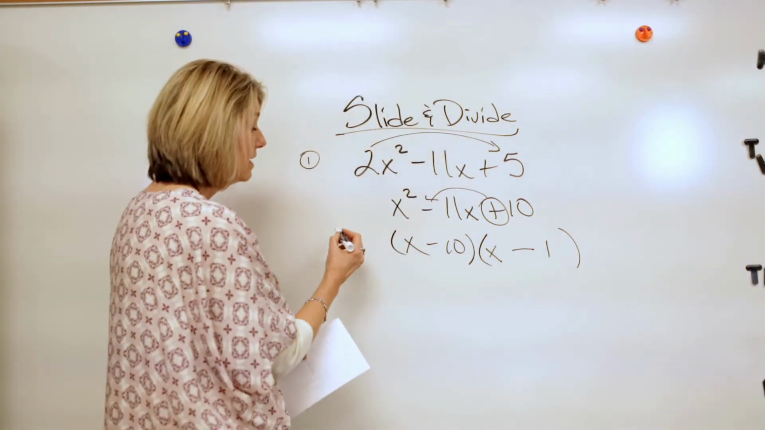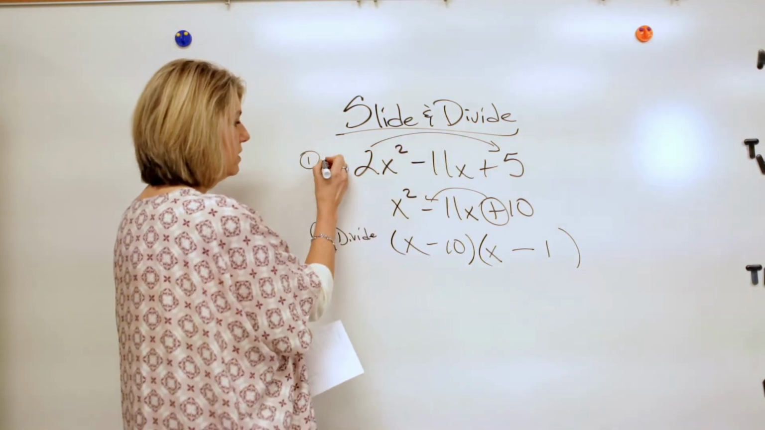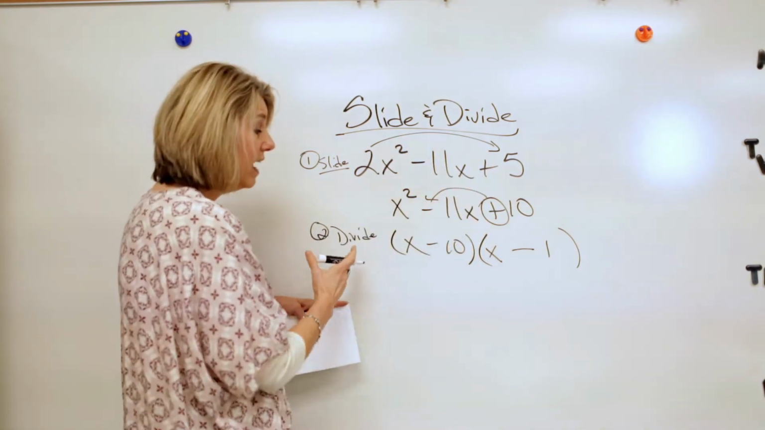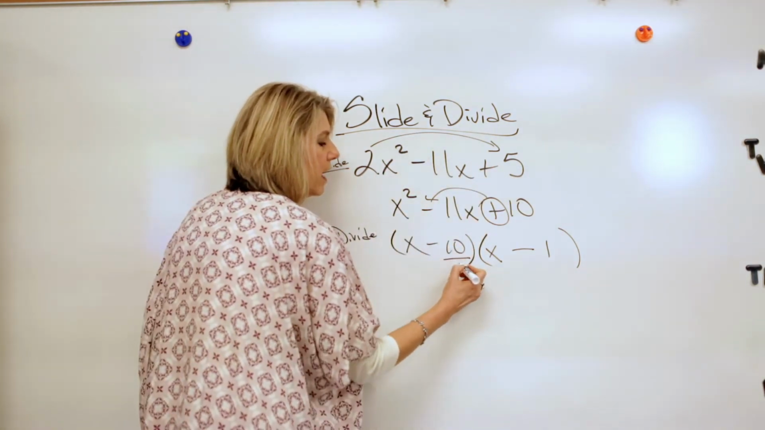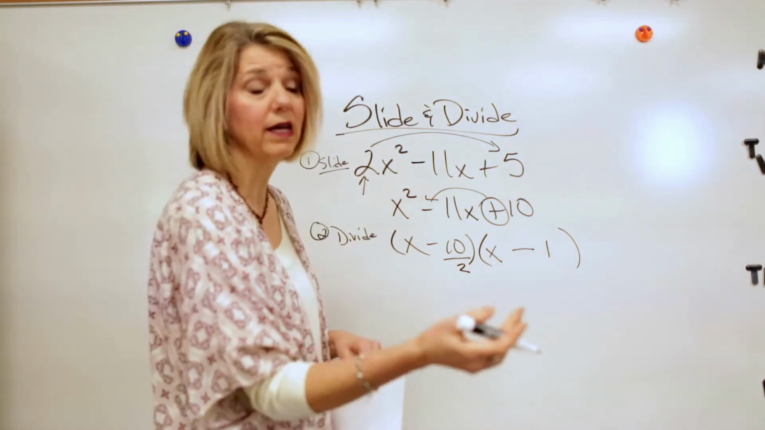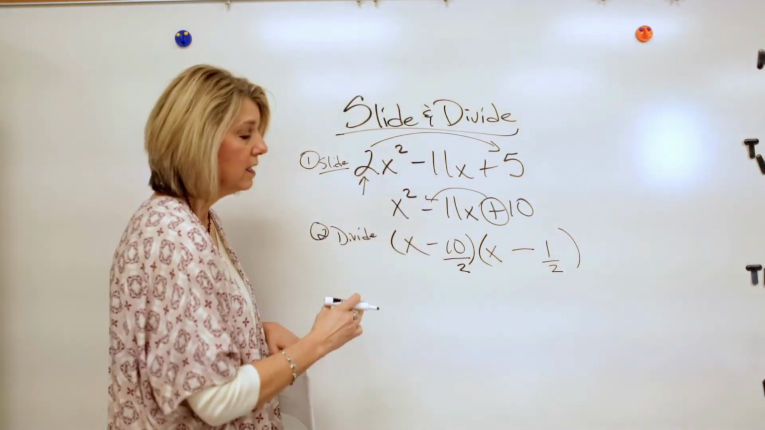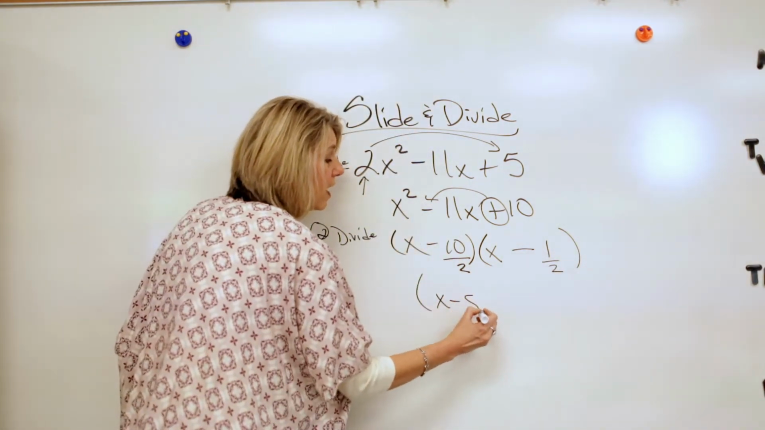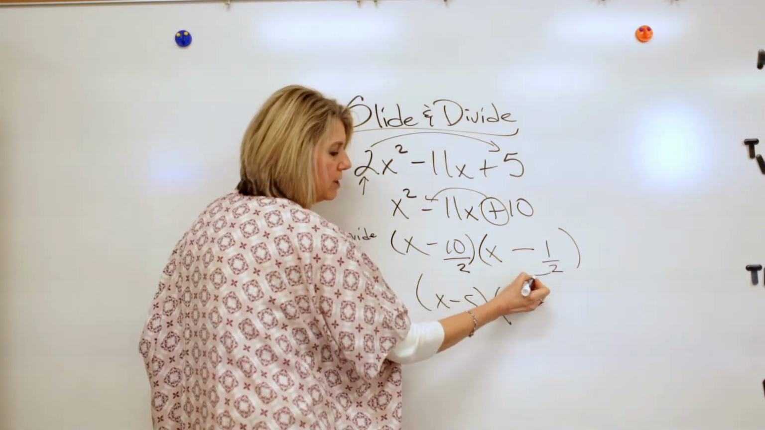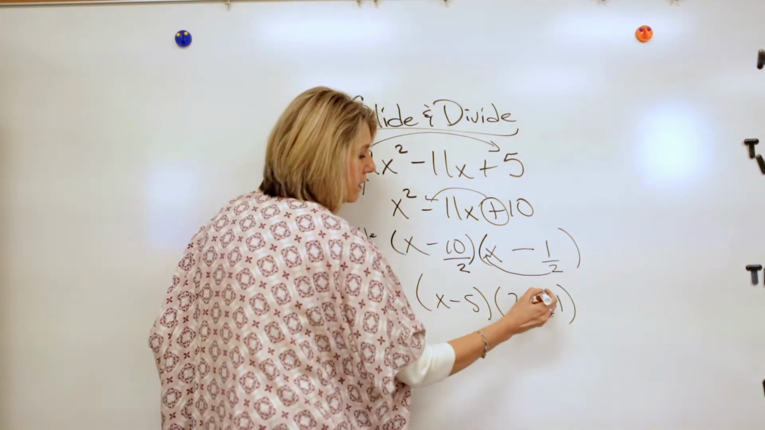Step 2 says I have to now divide. So I do the slide, which creates the easy factoring, and then I have to come back and divide. You divide by the number that you did the sliding with. So now I divide. This gives me x minus 5. This did not become a whole number, so I'm just going to move it right here. 2x minus 1.